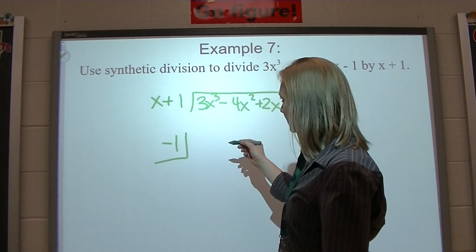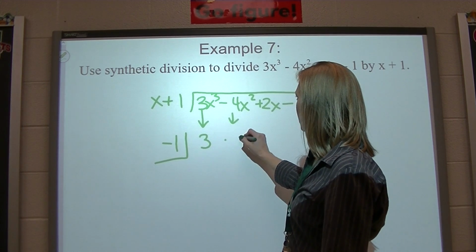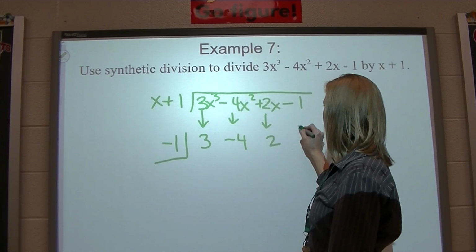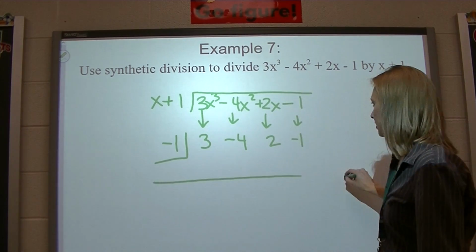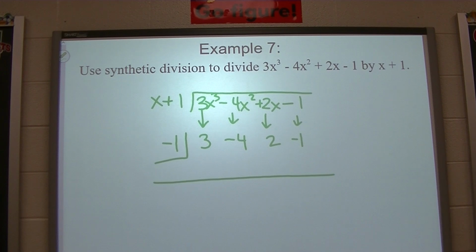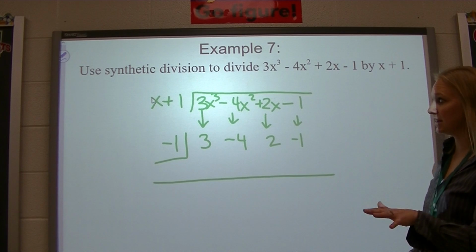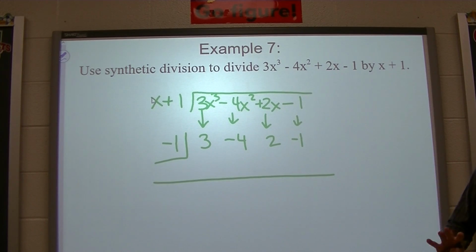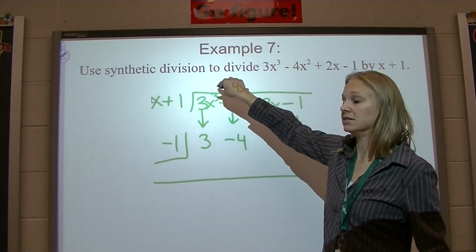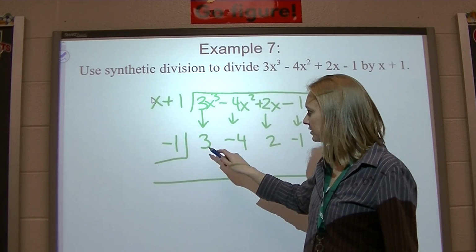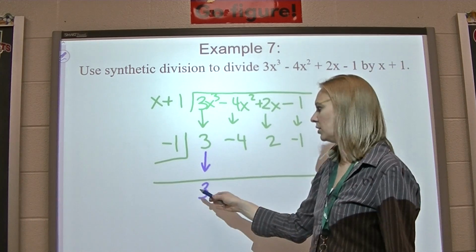And then the only thing that happens is we bring all of our coefficients down. So 3, -4, 2, and -1. And then I draw a line here, and this is where it gets a little bit confusing, but the nice part is we don't have to mess with all of these variables and trying to figure out what has to multiply to get this number up here. It's just a matter of this first number always gets brought down. No matter what it is, the leading coefficient gets brought down.